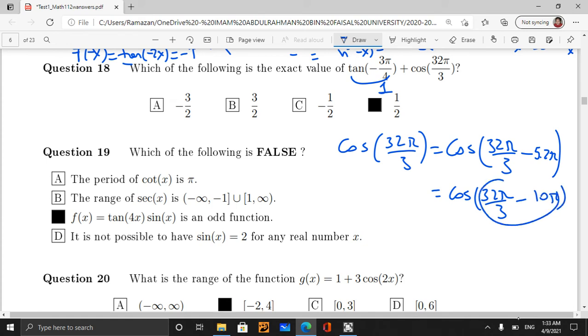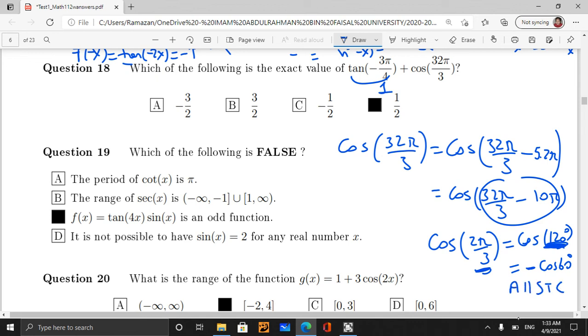So when you do this calculation, you will end up with cosine 2 pi over 3. This is cosine 120 degrees, and its reference angle is 60 degrees. But 120 degrees is in the second quadrant, where cosine has to be negative, by ASTC. So what is cosine 60? It's 1 over 2. So it will be minus 1 over 2. So we have 1 plus minus 1 over 2, this will be 1 over 2, so this is the answer.